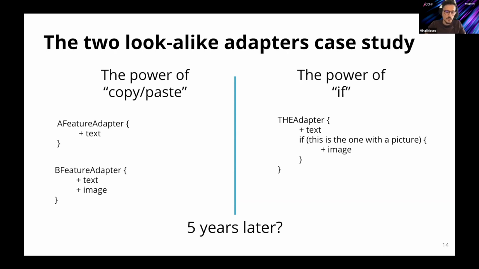But on the other hand, if you would go with a separate class, you would have more maintenance, but it would be more evolutionary from the perspective of an isolated feature. All right.